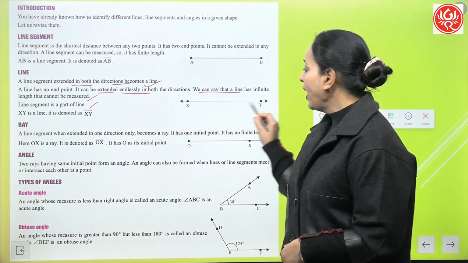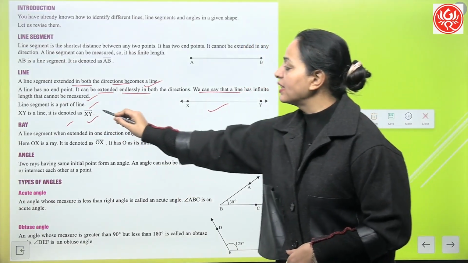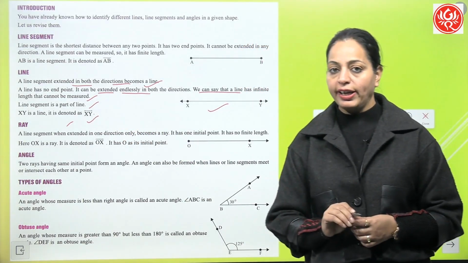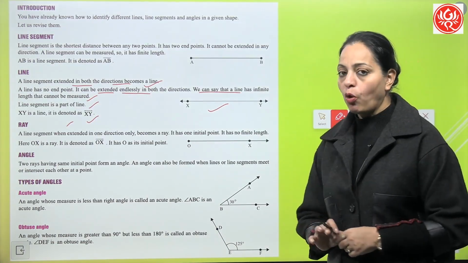Okay, see here, XY is a line and it is denoted as like this. Both sides we will show arrows because it has no fixed length, no end points.